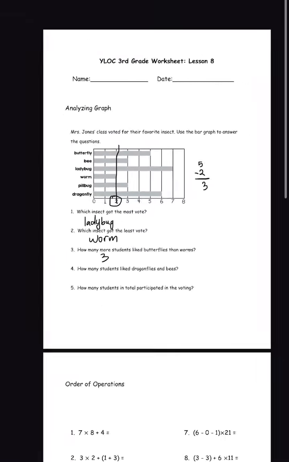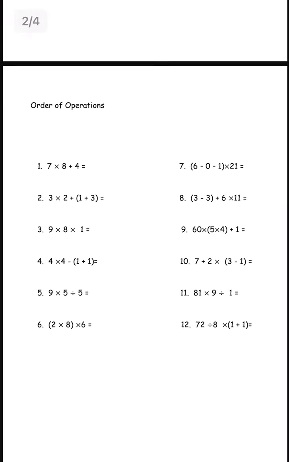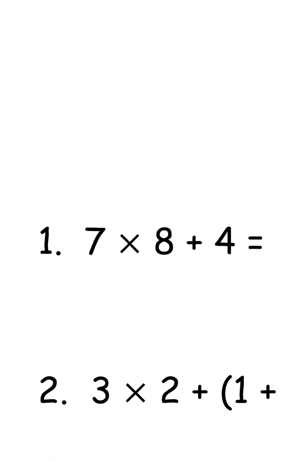Let's look at the next part. Let's move on to the next page. For this page, we have order of operations. Let's look at number 1. For number 1, it says 7 times 8 plus 4.